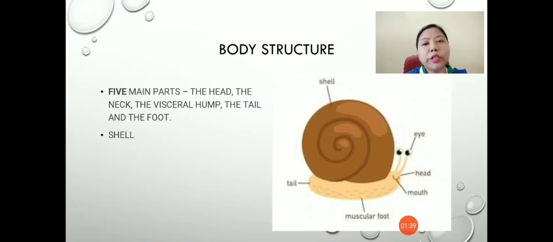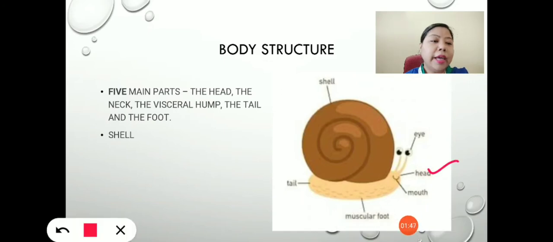Now let us look into the body structure of the snail. So the body structure of snail has 5 main parts, that is the head, mouth, muscular foot, tail and the shell. So the shell is a hard covering on the body of the snail.